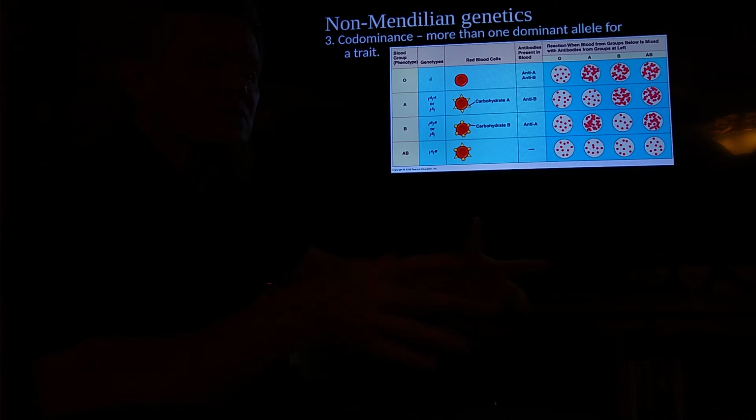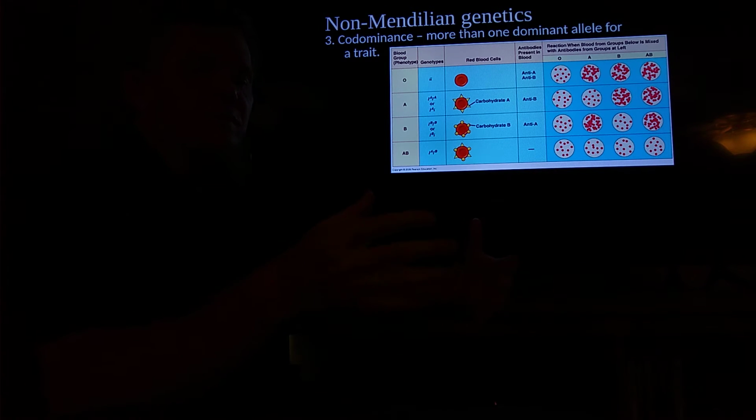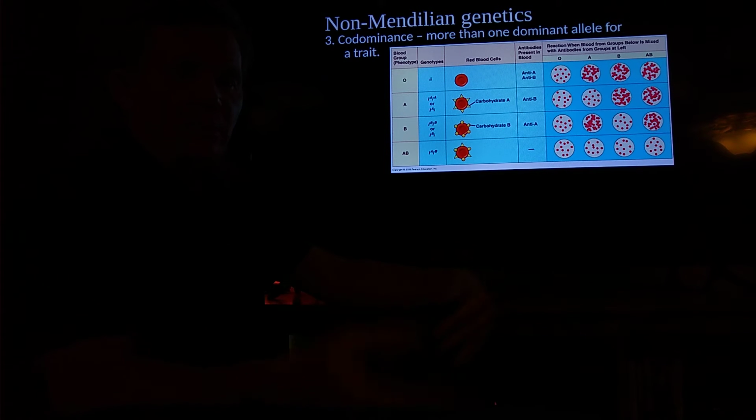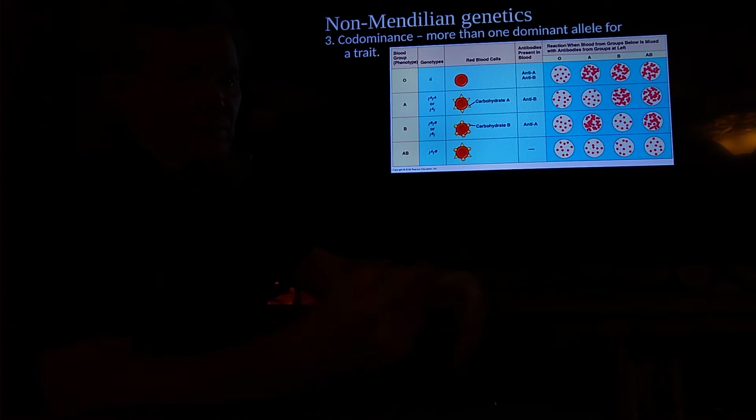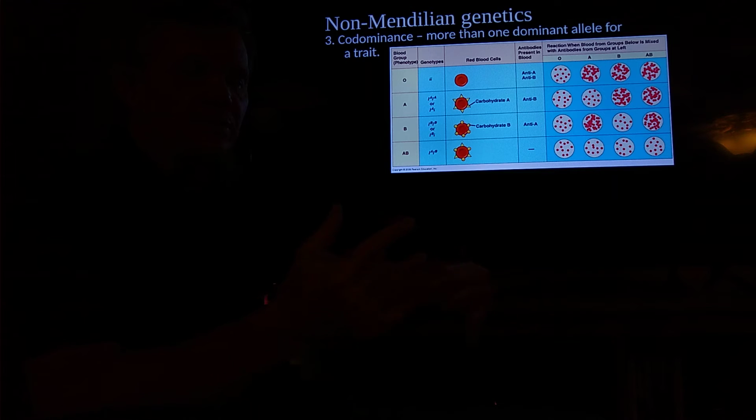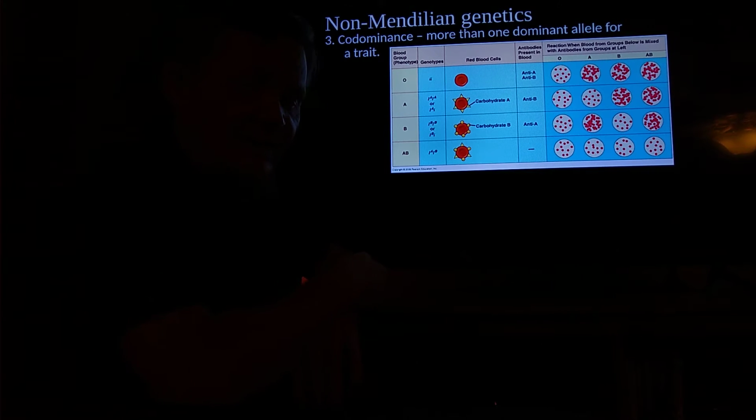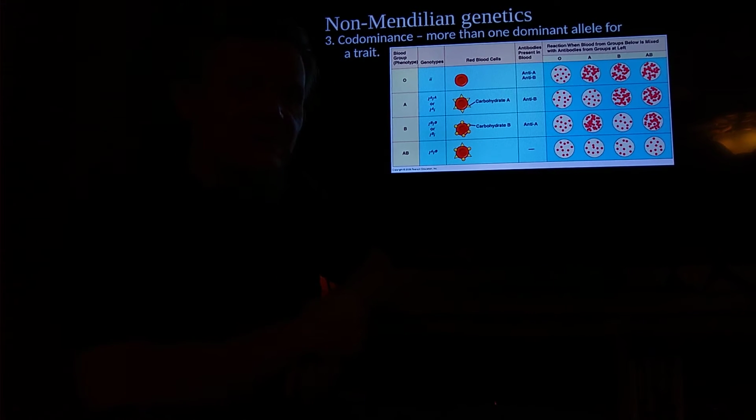When we talk about genes, we often talk about how there's just two versions of them. There's the purple or the white. There's the red or the white. There's the tall or the short. There's the yellow or the green. That's not the case in all things. Some things, there's not just two versions of a gene.